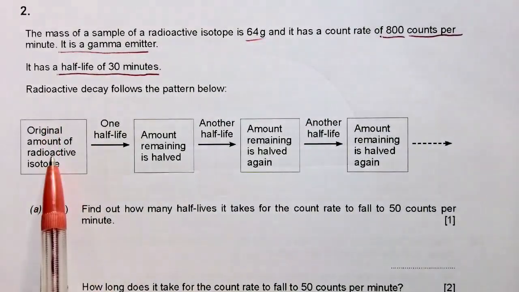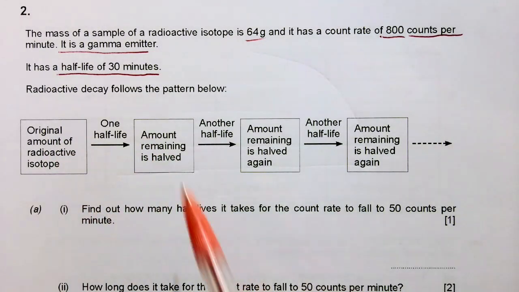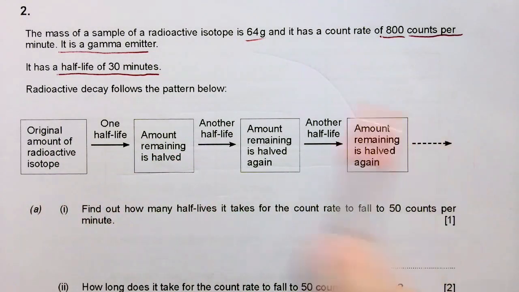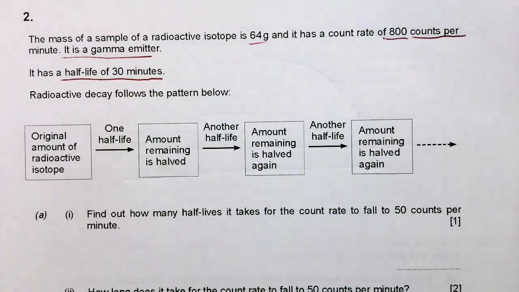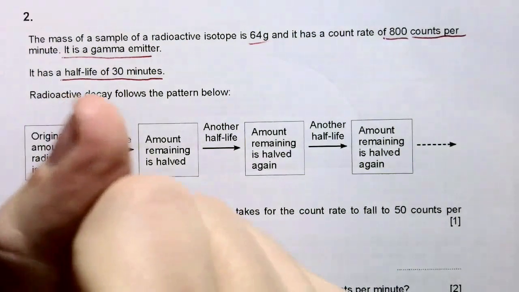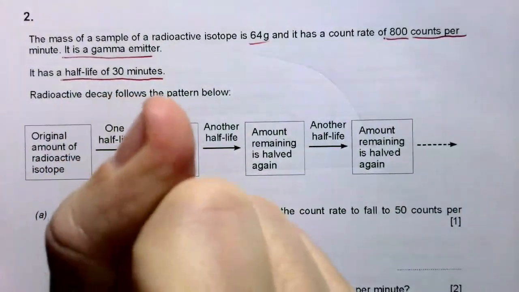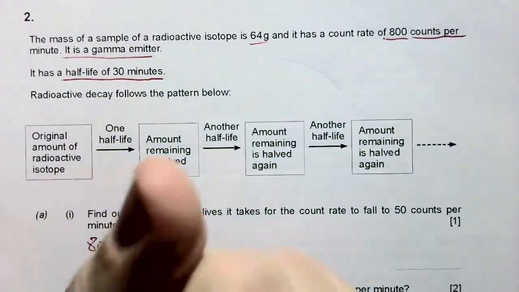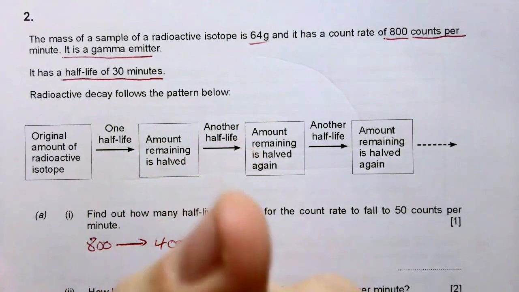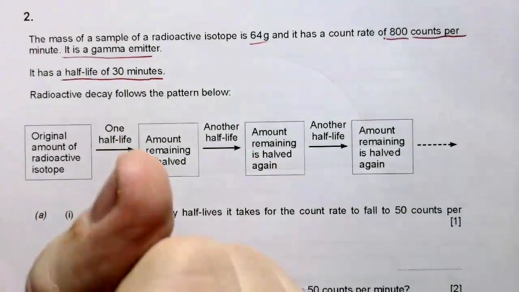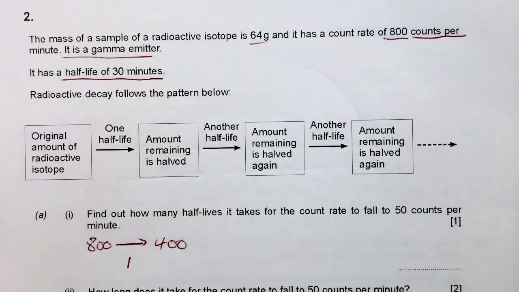So we've got original amount, after one half-life, the amount remaining is halved. And actually we can use this to help us answer the question. Find out how many half-lives it takes for the count rate to fall to 50 counts per minute. So we start off at 800. Now, after one half-life, we'll have gone to 400. That's going to be one half-life there.